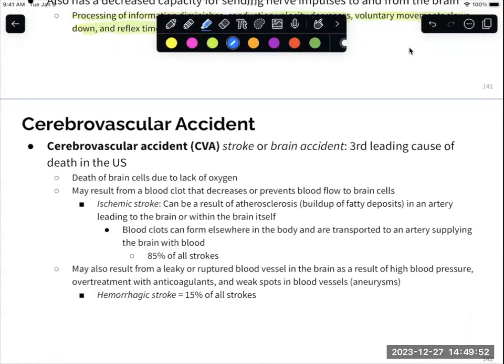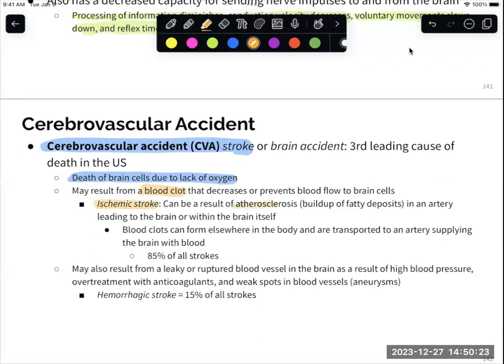Cerebrovascular accident, also known as a stroke. This is the third leading cause of death in the US, and it's where certain neurons in the brain die due to a lack of oxygen. It may be from a blood clot that cuts off blood supply to a certain area of the brain. That's an ischemic stroke.